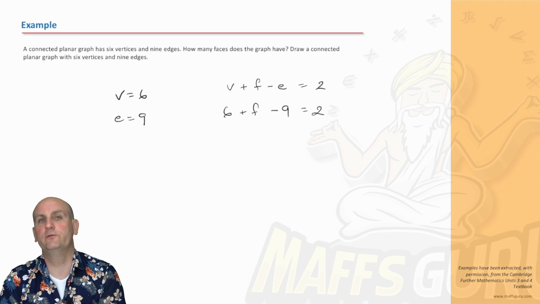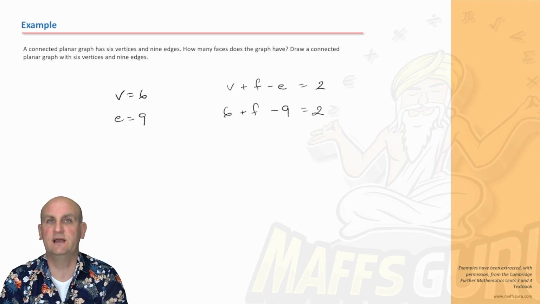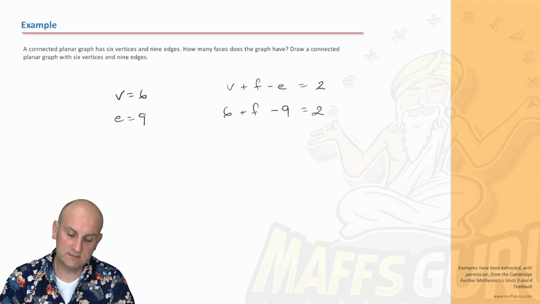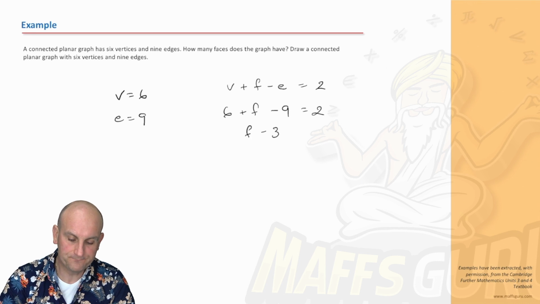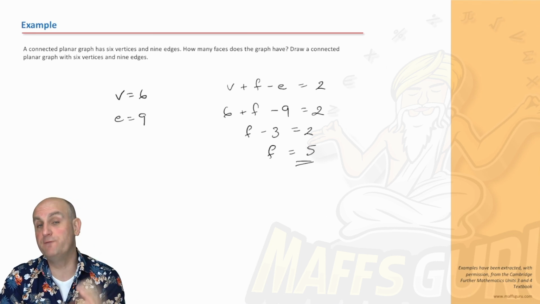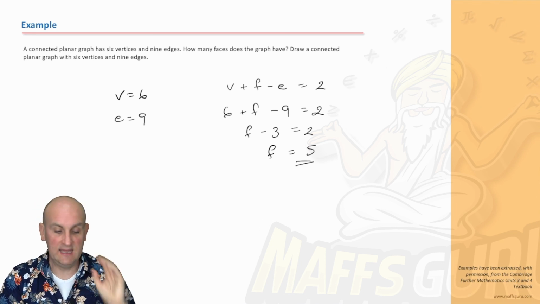Now again, you can do this in all sorts of different ways. You can solve on your calculator, or we can do it. So 6 minus 9 is minus 3. And I'm going to add 3 to both sides, which gives me 5. So this thing would have to have 5 faces if it is planar.